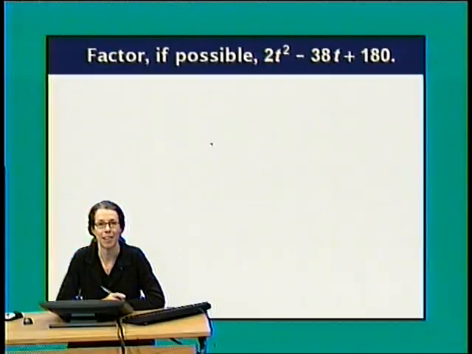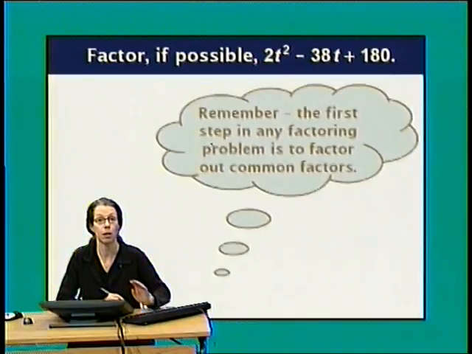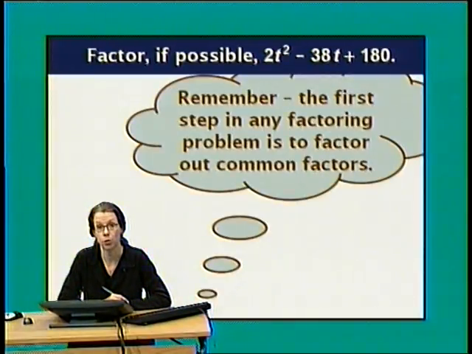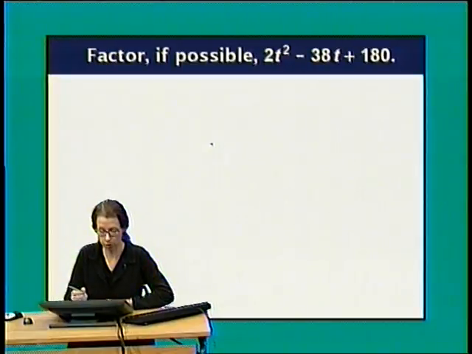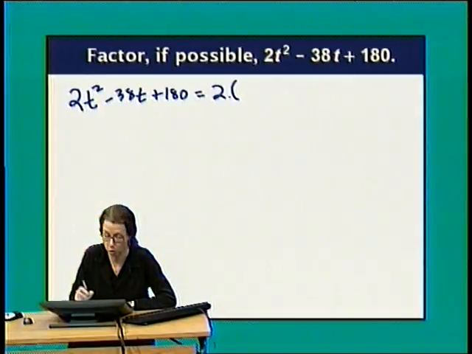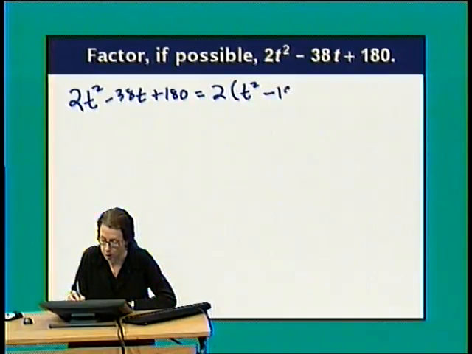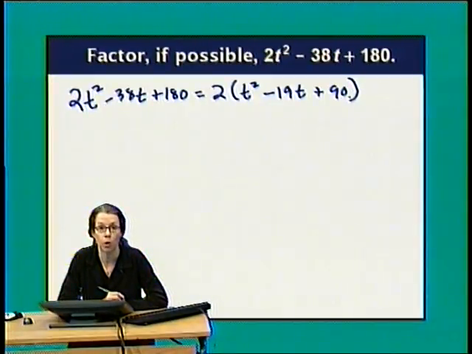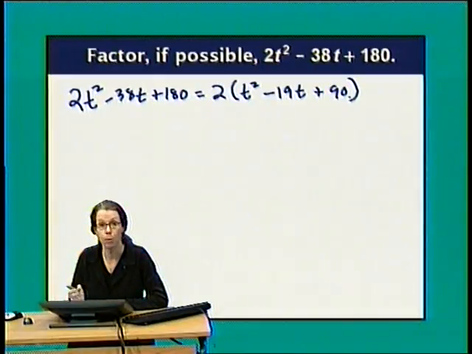Let's try another example. Now we want to factor 2t squared minus 38t plus 180. Again, we're going to check for common factors first. In this case, we see that we have a common factor of 2 to each of the three terms. So let's factor that out. 2t squared minus 38t plus 180. Factoring out the 2 leaves behind t squared minus 19t plus 90. So now I'm looking for integer factors of 90 that will add to negative 19. 90 has a lot of integer factors, so I'm going to make a little table here, do some scratch work.